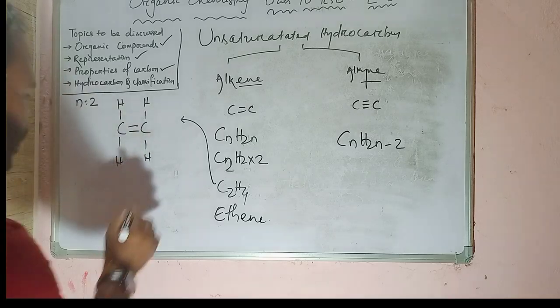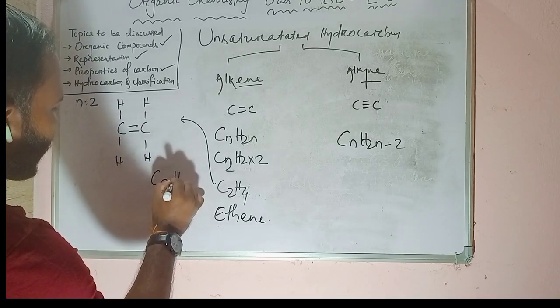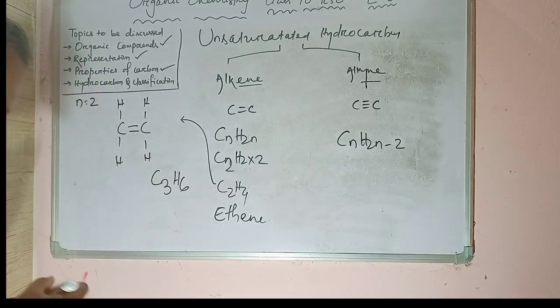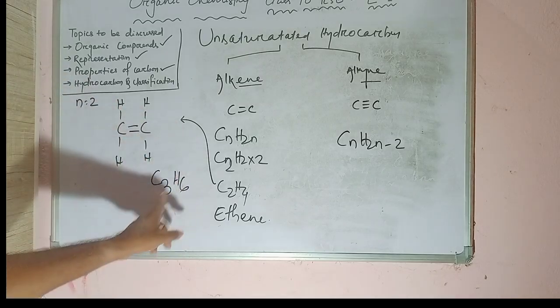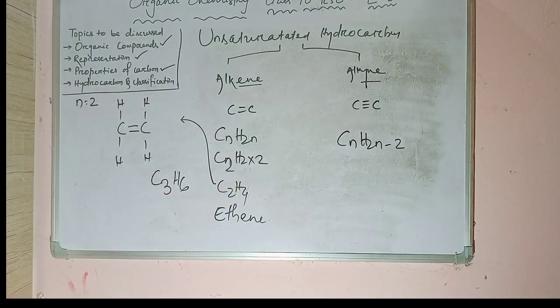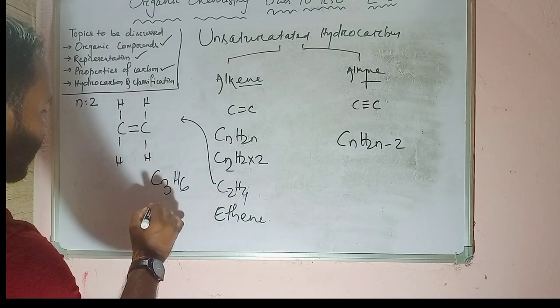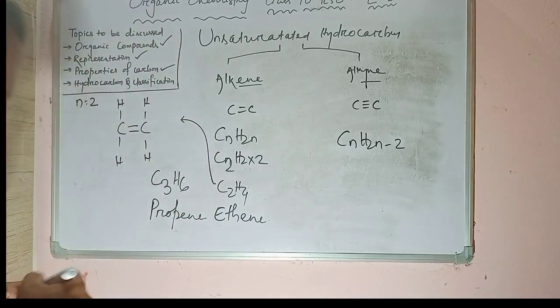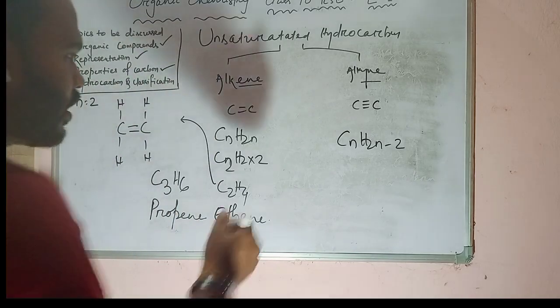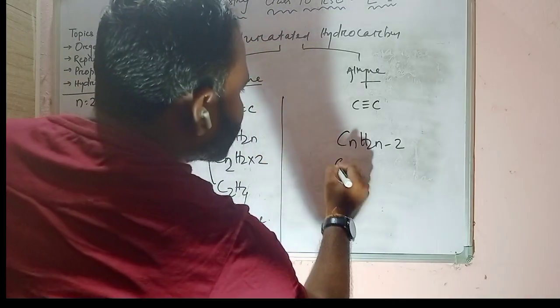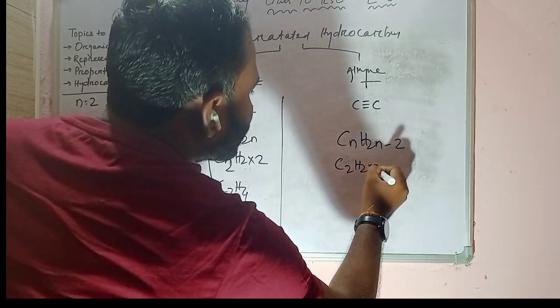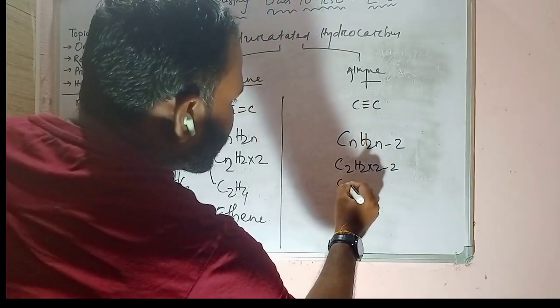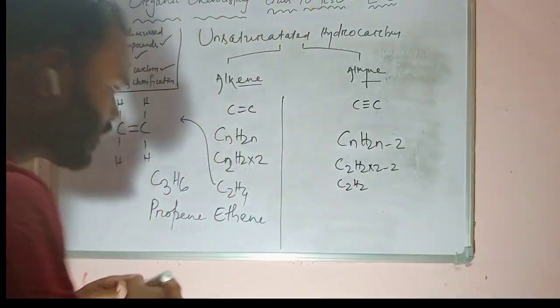If it is prop, it means C3H6. C3 means 3, 2 into 3, 6. C3H6 will become propene. Understood? Now let's write for CnH2n minus 2, with n equal to 2: C2H(2×2 minus 2). So it will become C2H2.